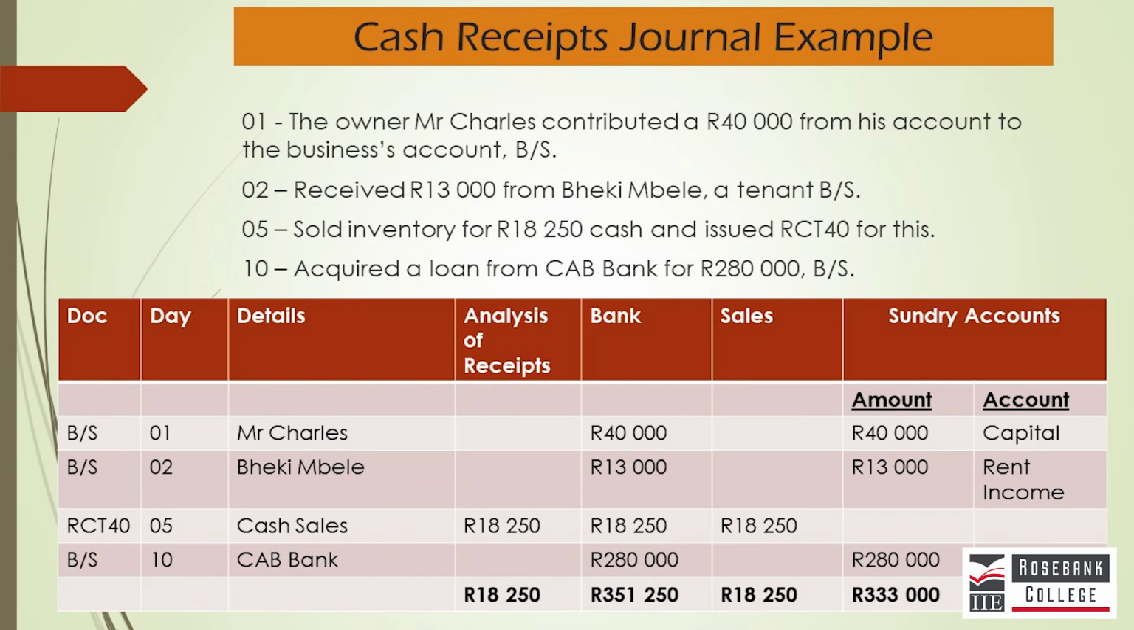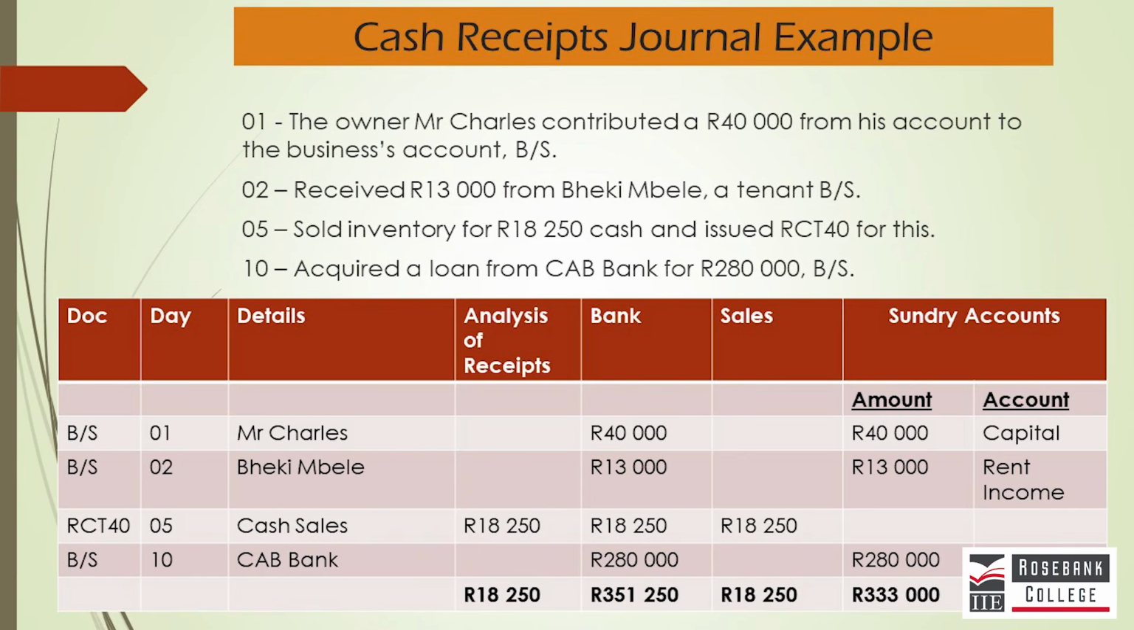The second transaction occurred on the second day and it says, received 13,000 Rand from Bheki Mbele, a tenant. Bank statement document number will be the bank statement. Day 2, details, Bheki Mbele, bank, 13,000 Rand, and then sundry accounts, 13,000 Rand. Account will be rent income. Remember that a tenant will be paying rent to us, therefore, this will be part of money we receive for the rent.